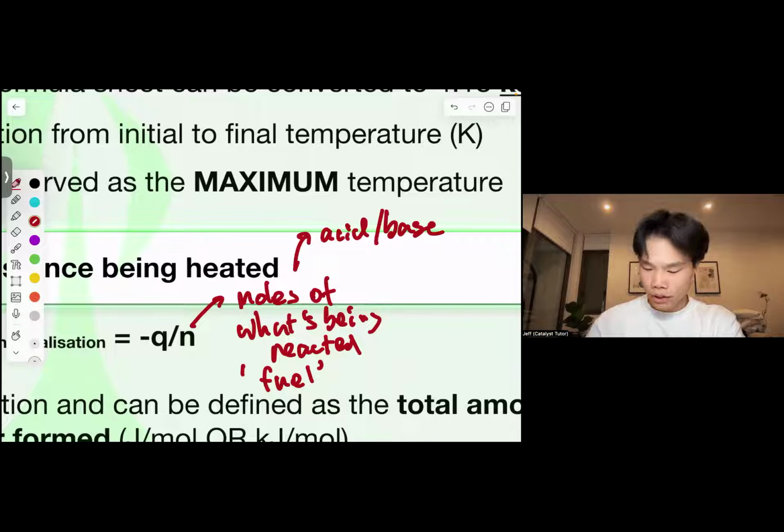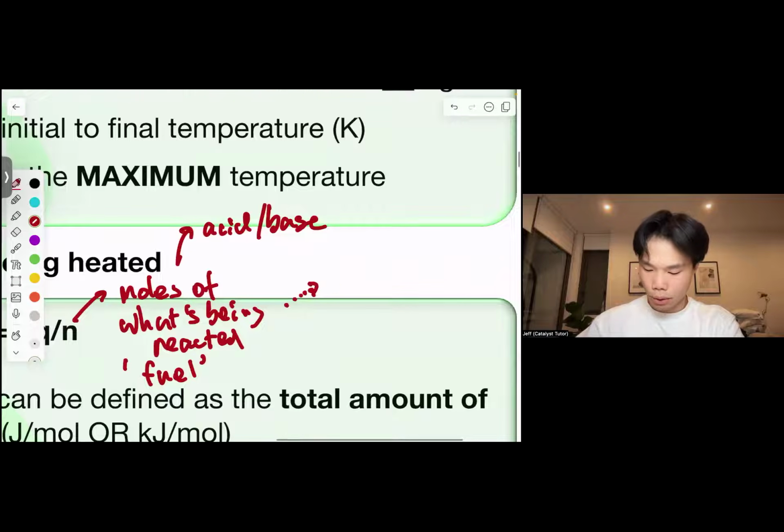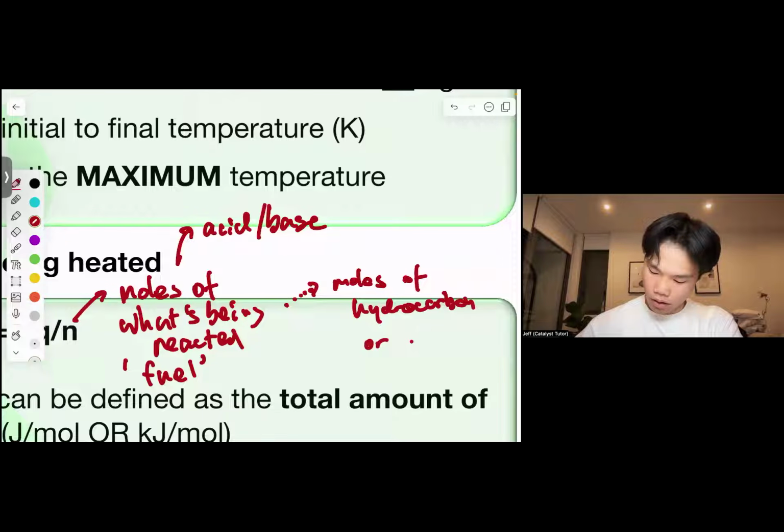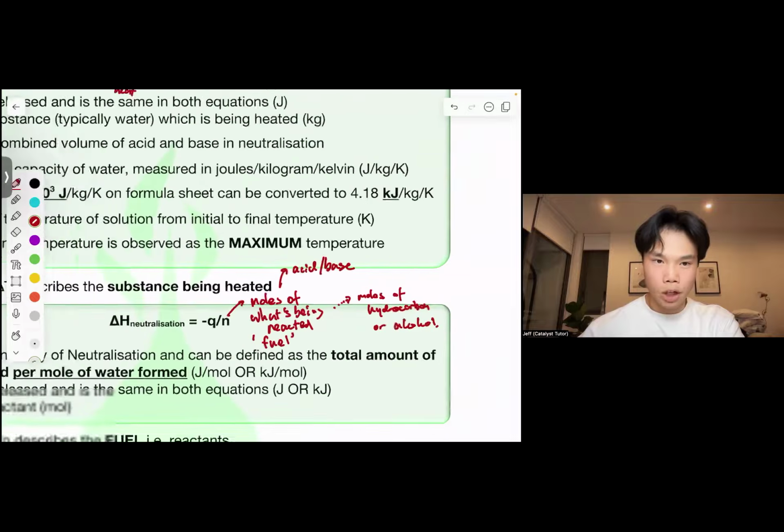Or in the case of the enthalpy of combustion prac, just to be clear, it's your moles of hydrocarbon or alcohol. It's whatever you're reacting. Have that super clear. Very commonly confused variables here.